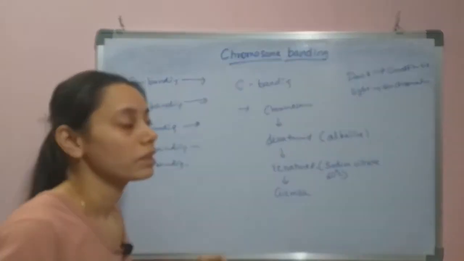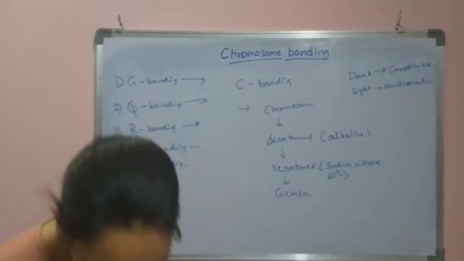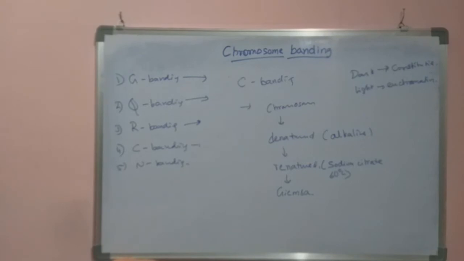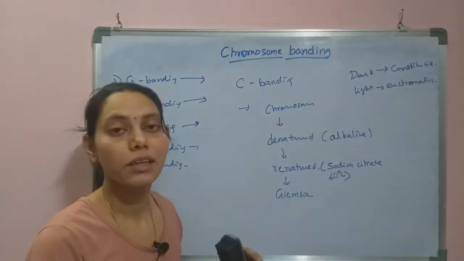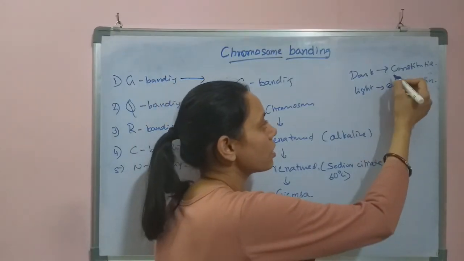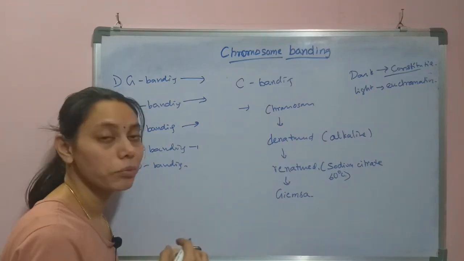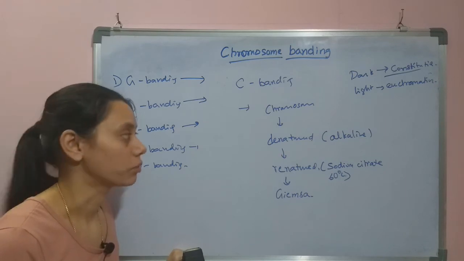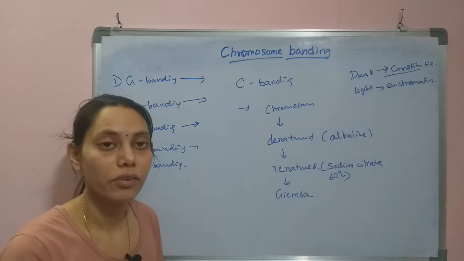So in this way the C banding will be carried. Here, the repetitive DNA is present in the heterochromatin, because in the heterochromatin the DNA will be in repetitive form, that may be highly repetitive or moderately repetitive. So due to these repeats they can easily recombine.